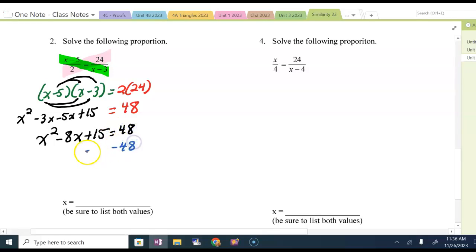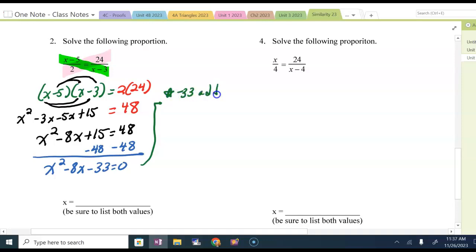We'll subtract 48 from both sides. So x squared minus 8x, and I'm going to get a calculator out and subtract those two numbers. I'll get minus 33 is equal to 0. So we need two numbers that multiply to negative 33 and add to negative 8. Those two numbers are going to be negative 11 and positive 3. So this factors into x minus 11 times x plus 3 is equal to 0. So x minus 11 is 0. x plus 3 is 0.